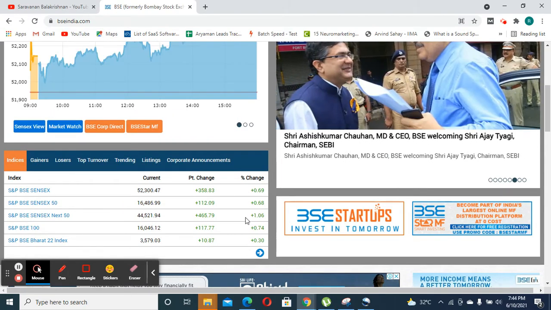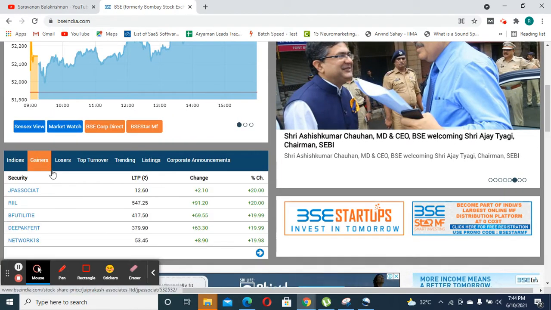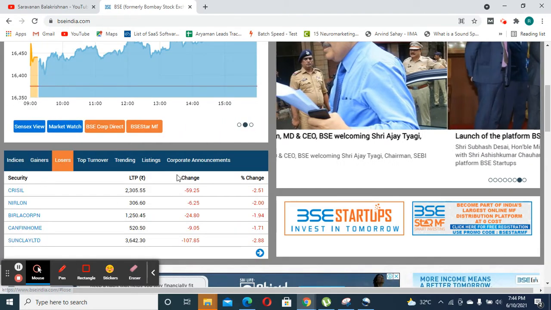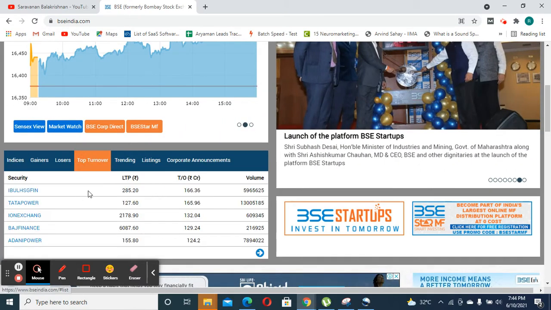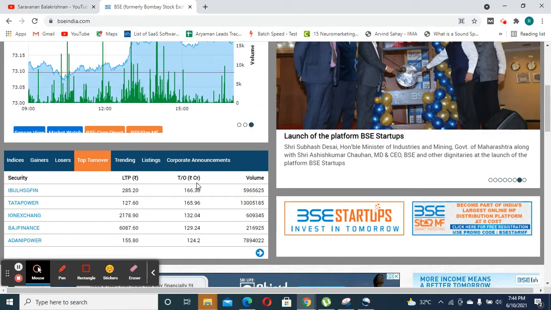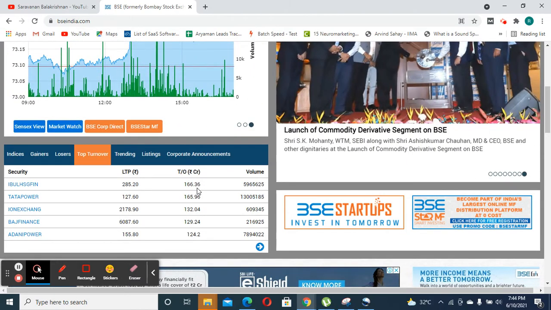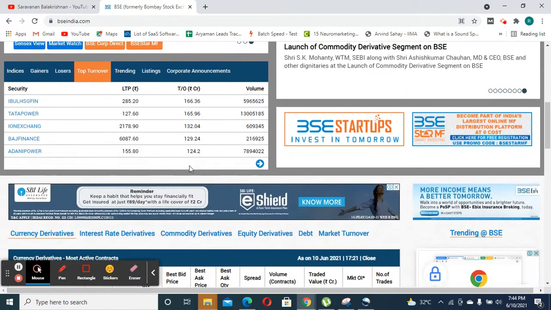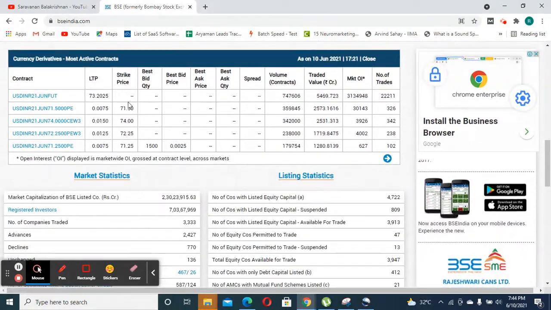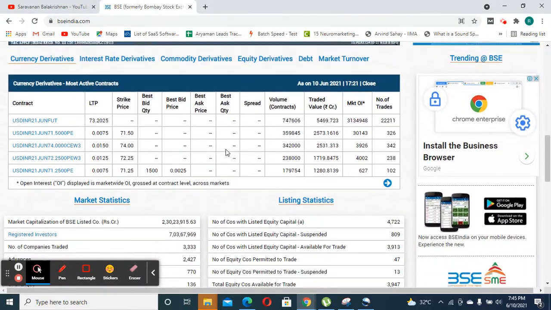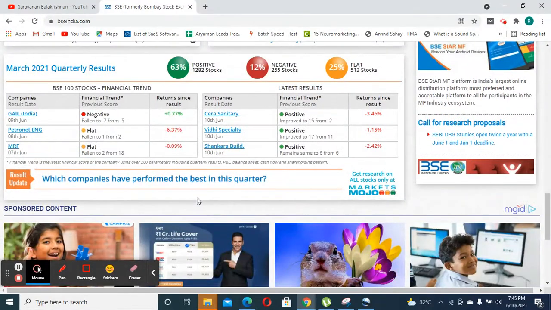So this is how the index had performed today, and the top stocks and the stocks that have gone down, and stocks that had high turnover, where there is a high number of volumes that were traded in these stocks. And if you come down, you can also find the futures and options market, which we will cover in the subsequent videos.